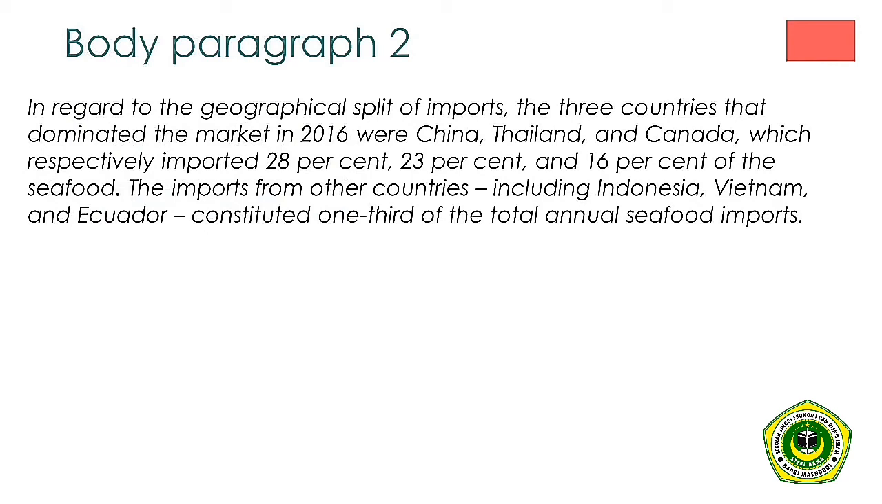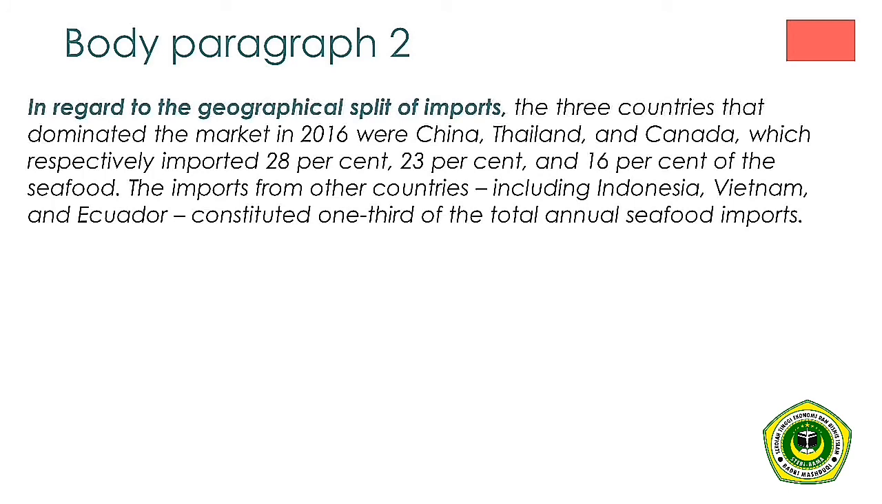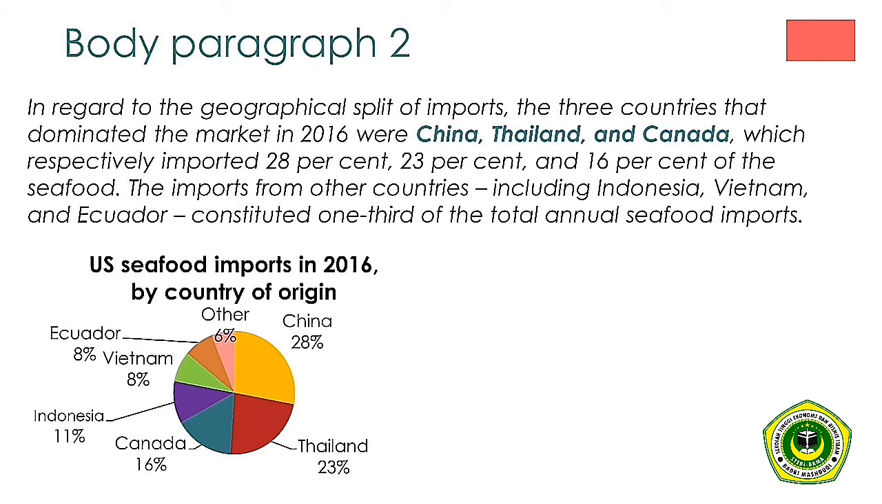In regard to the geographical split of imports, the 3 countries that dominated the market in 2016 were China, Thailand, and Canada, which respectively imported 28%, 23%, and 16% of the seafood. The imports from other countries, including Indonesia, Vietnam, and Ecuador, constituted 1/3 of the total annual seafood imports. Here I started with the linker in regard to. In regard to the geographical split, it shows what this paragraph is about. And it helps to smoothly transition between paragraphs.